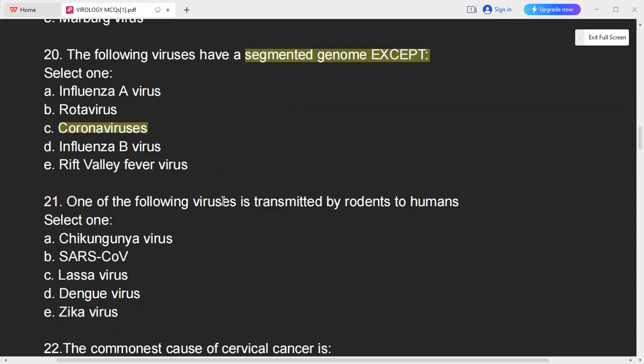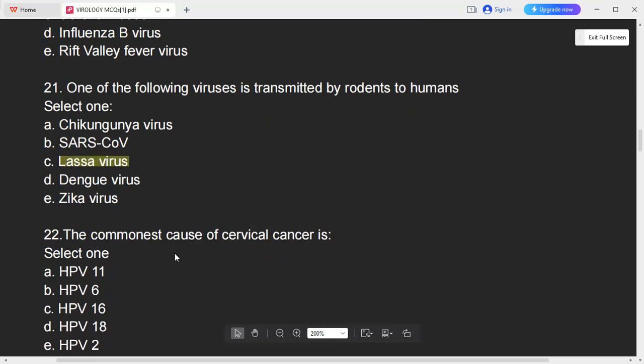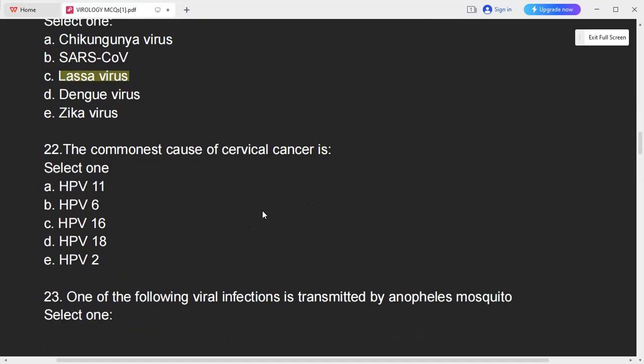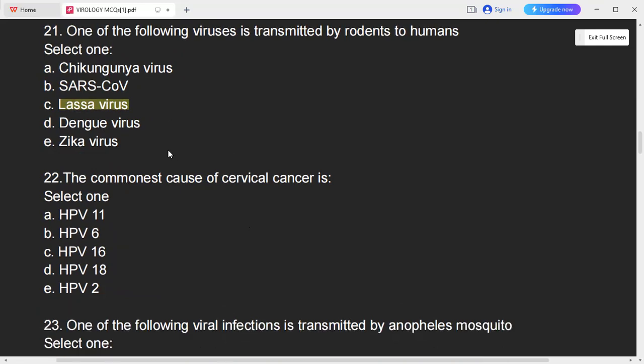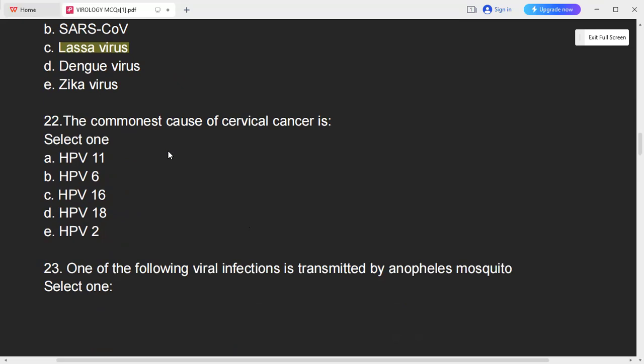Number 21. One of the following viruses is transmitted by rodents to humans. I've just mentioned this. So Lassa virus, part of the arenavirus. The commonest cause of cervical cancer. We'll go back to this. Chikungunya, we know that this is mosquito. SARS-CoV-2, SARS-CoV-1, this is respiratory droplets. Dengue, mosquito. Zika, mosquito. Commonest cause of cervical cancer: so 6, 11, and 2 are non-oncogenic. They don't cause cancer. So we are remaining with 16 and 18. Between 16 and 18, which one is more common? 16 is more common than 18.